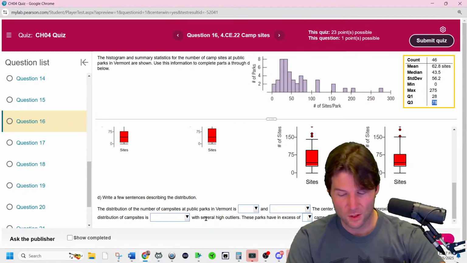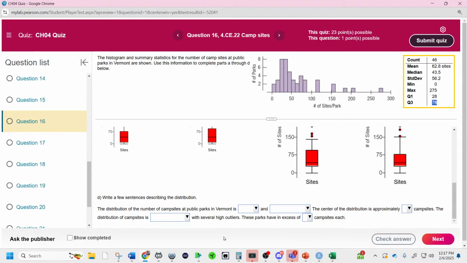Write a few sentences describing the distribution. The distribution of the number of campsites in Vermont is unimodal. It's pretty unimodal. I don't think it's bimodal. Don't trick me. And it's skewed to the right. The center of the distribution is going to be the median, which is 43.5, approximately 44. The distribution of campsites is pretty spread out. It's very spread out, yeah.